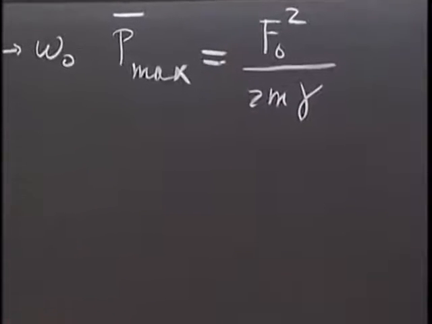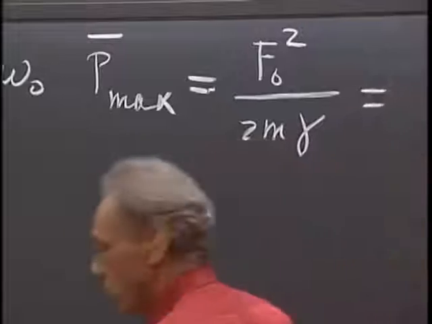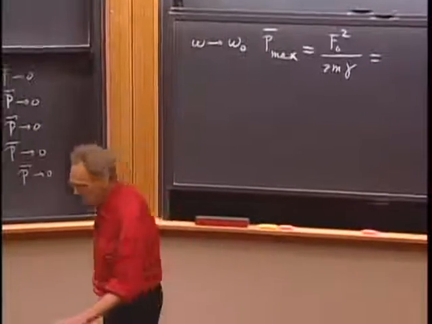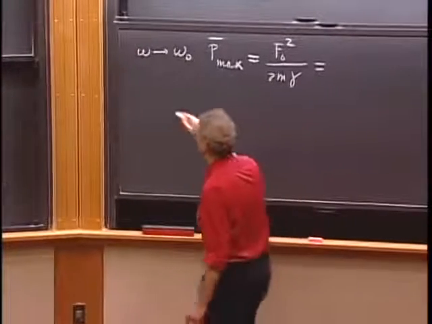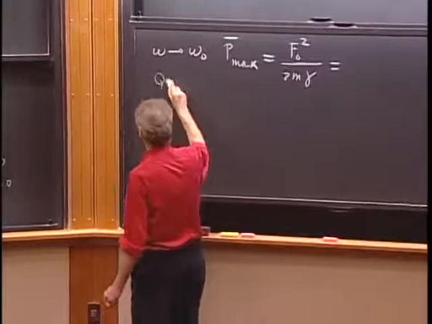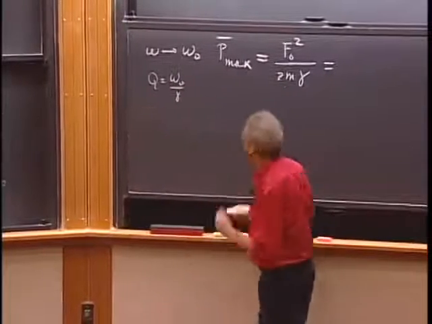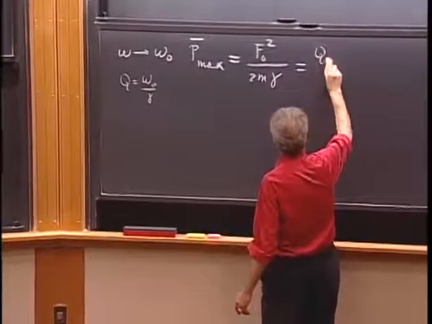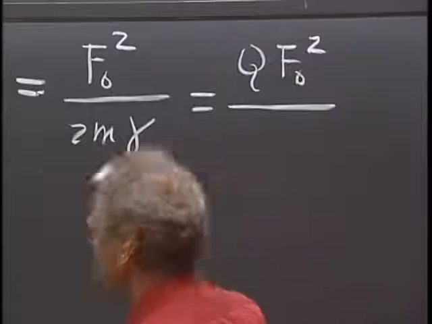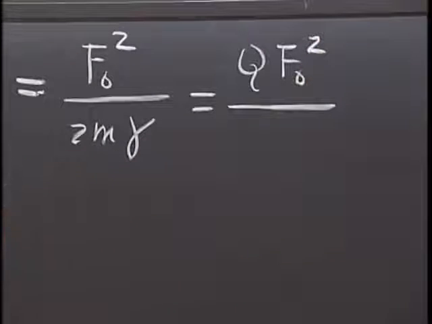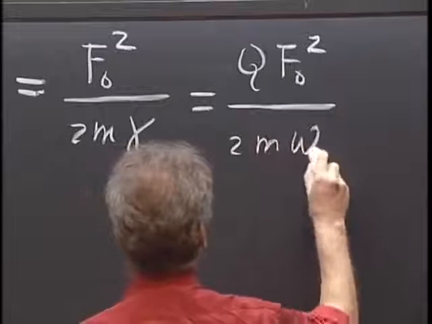And you can rewrite that a little bit. I do that because Tony French likes Q's, and so I write it with a Q in there. Remember that Q is omega 0 divided by gamma. So I can rewrite this as Q times f0 squared upstairs, so I get the Q in there, which is always nice, divided by 2m omega 0. So this is the same thing.